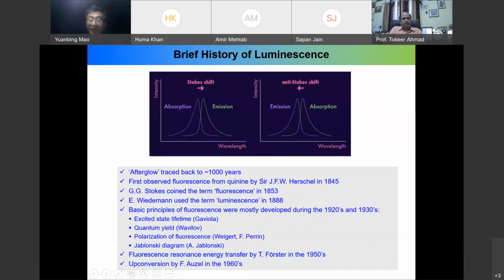Then in the 1950s, fluorescence resonance energy transfer was explored by Förster. For those of you who work with bioimaging, that's a very common thing, but it was actually developed in the 1950s. And then in the 1960s, Auzel developed upconversion. Upconversion is exactly related to this anti-Stokes shift. Again, I will show you some examples tomorrow. Hopefully that gives you a brief history of luminescence.